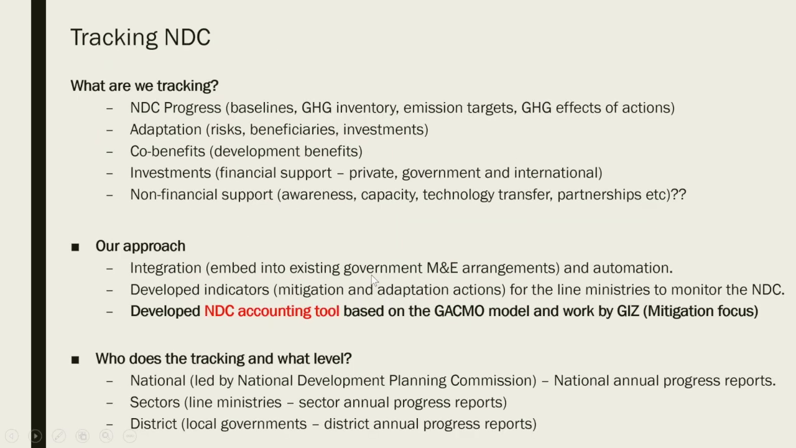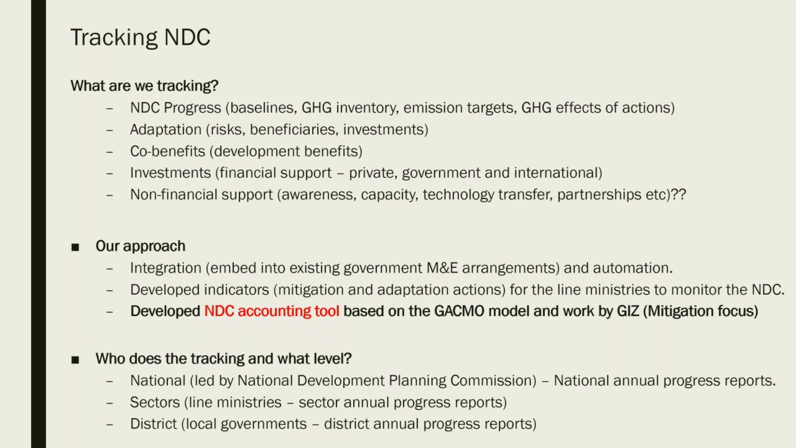So what are we tracking? We are tracking the NDC progress. And before we can track the NDC progress, we think we need 4 very important elements. The first element is the baseline emissions. We need to understand what the baseline emissions were when we were constructing the emission projections for the NDCs.